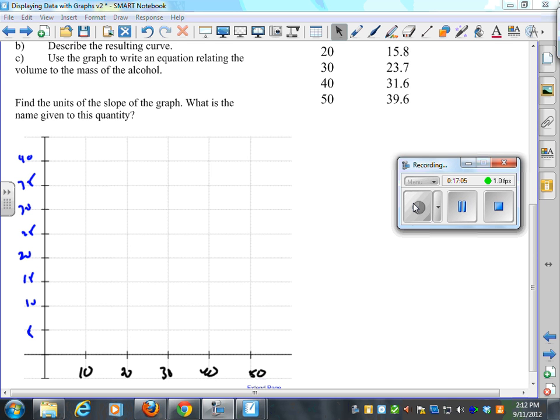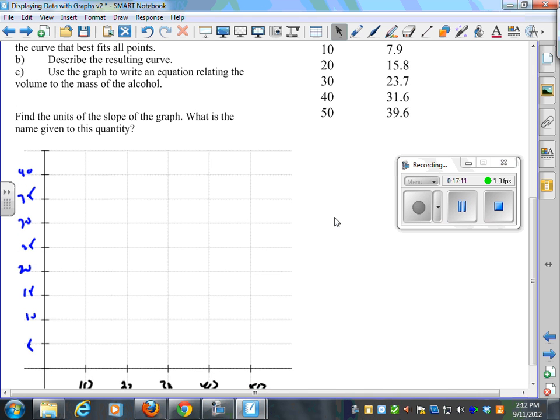All right. And when you plot them, you should get something along the lines of this. 10 and 7.9 is about there. 20 and 15.8 is about there. 30 and 23.7. This is number 2, is it not? 40 and 31.6. And 50 and almost 40, right? Then you draw a line.